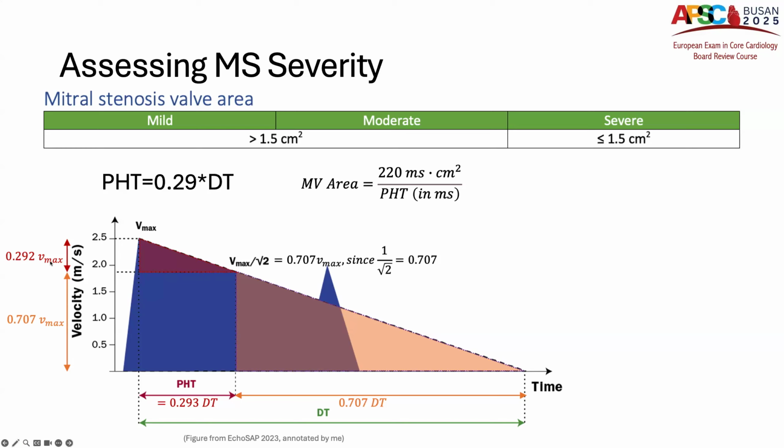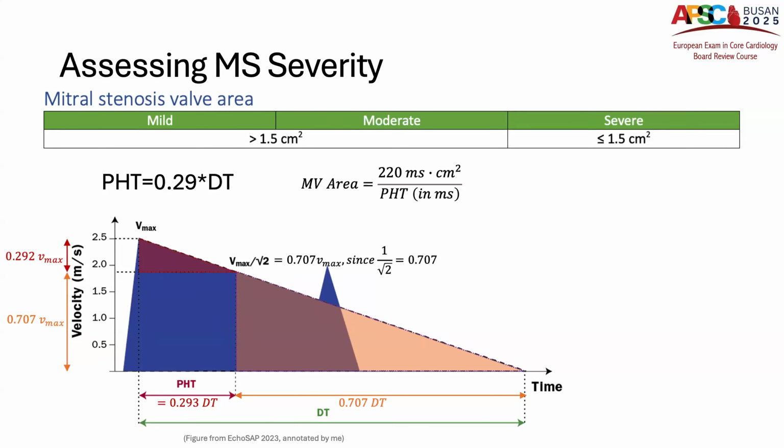Since the height of the orange triangle is 0.707 of the height of the overall triangle, the height of the small triangle is 0.292 of the height of the overall triangle, and the bases are similarly proportional. So the pressure half time is just 0.293 of the base of the overall triangle. That's how you get pressure half time equals 0.29 times deceleration time.